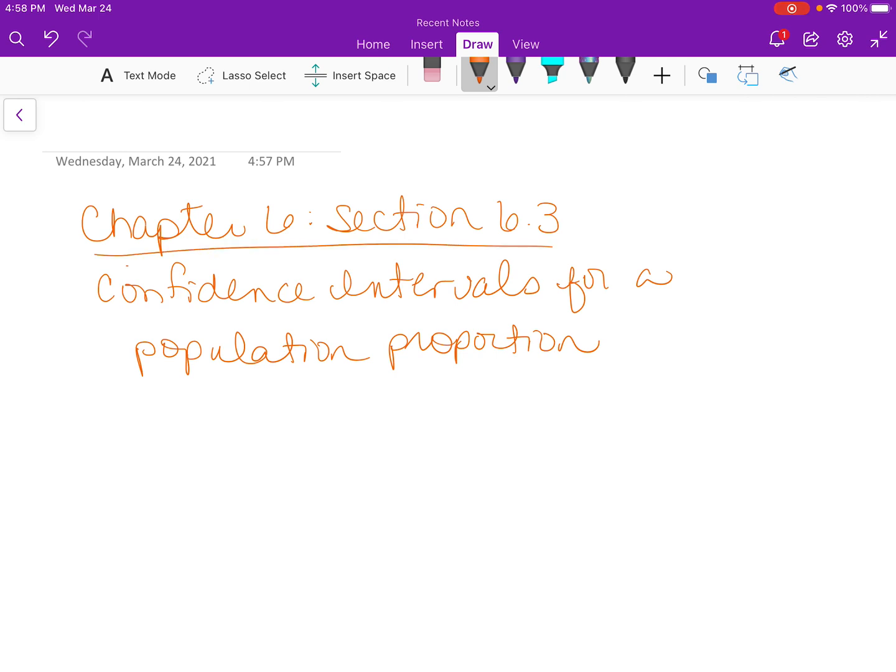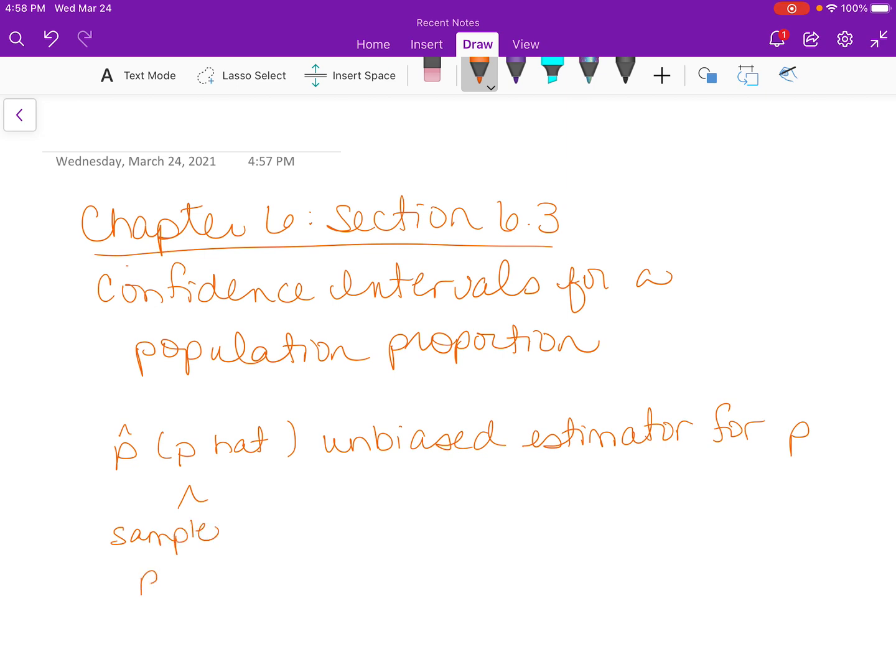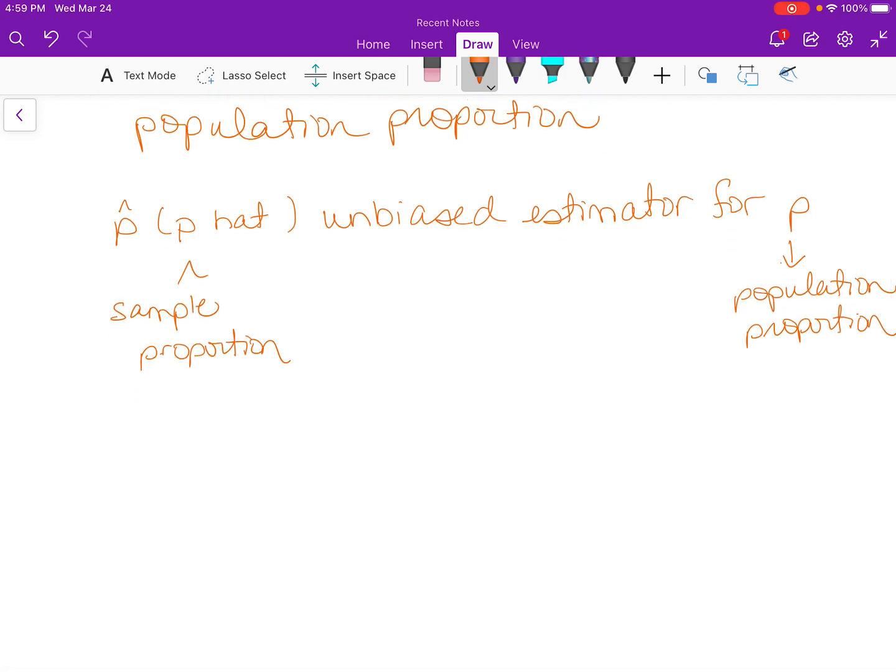Back in section 6.1, I talked about P hat being the unbiased estimator for P, where P hat is the sample proportion and P is the population proportion. Going back to probability in and of itself, P hat will equal the number of successes out of the total number of outcomes for the sample.